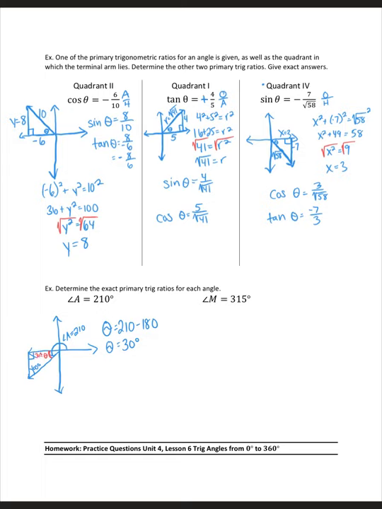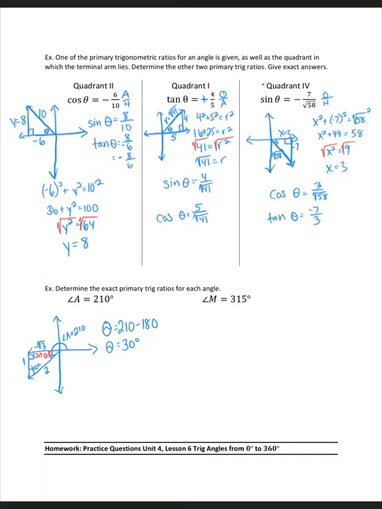Okay, so we have a 30, 60, 90 triangle. We should be able to label that. We should know that special triangle. So we know this side is 1, this side is radical 3, and the hypotenuse is 2. But that's for a special triangle in quadrant 1. We're in quadrant 3. So yes, those are my side lengths, but we need to look at them and say, okay, which ones are going to be negative?